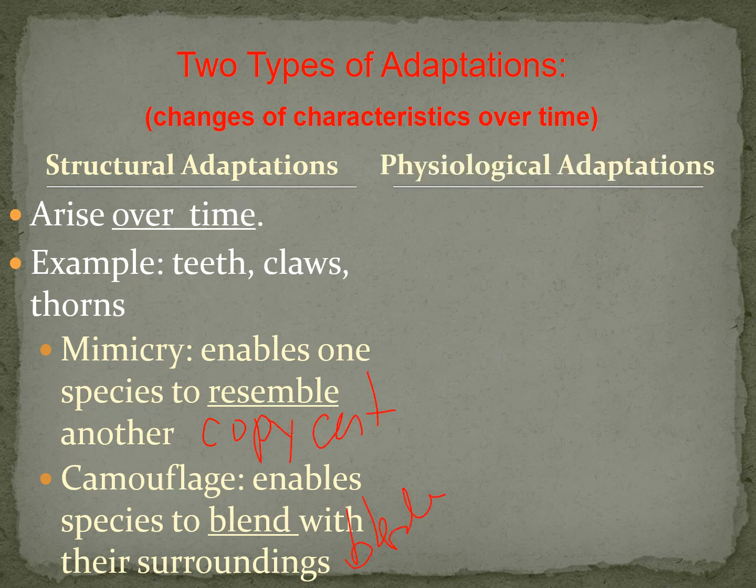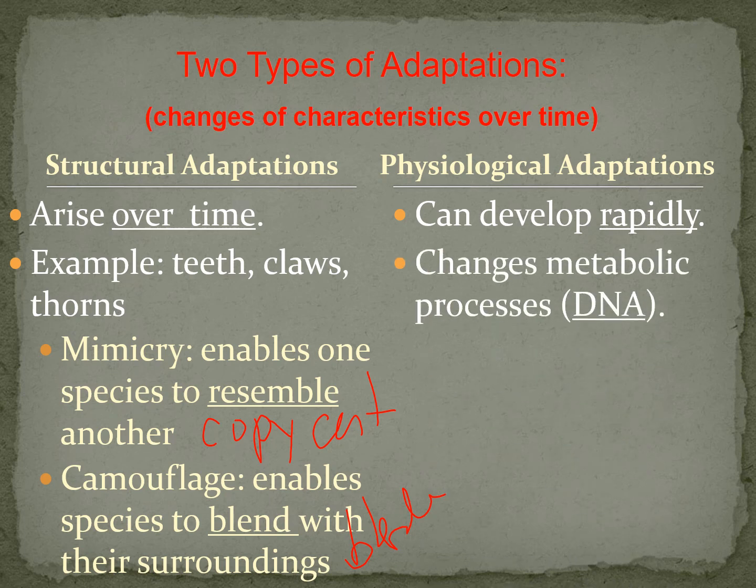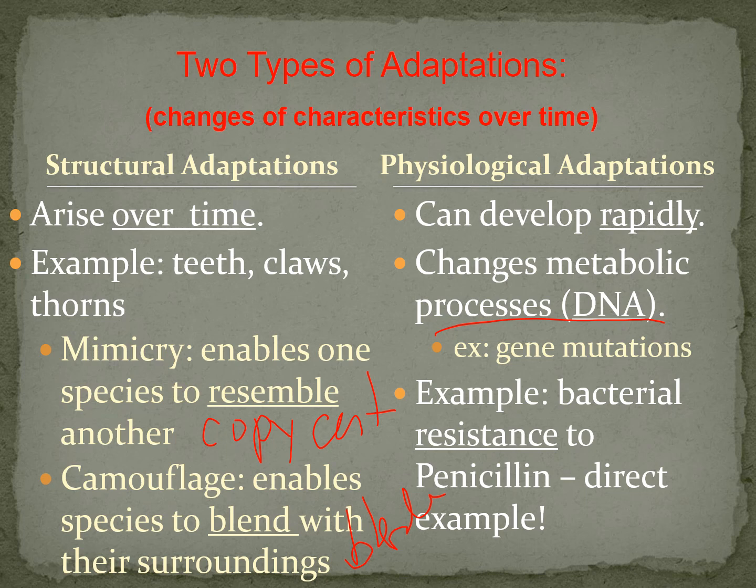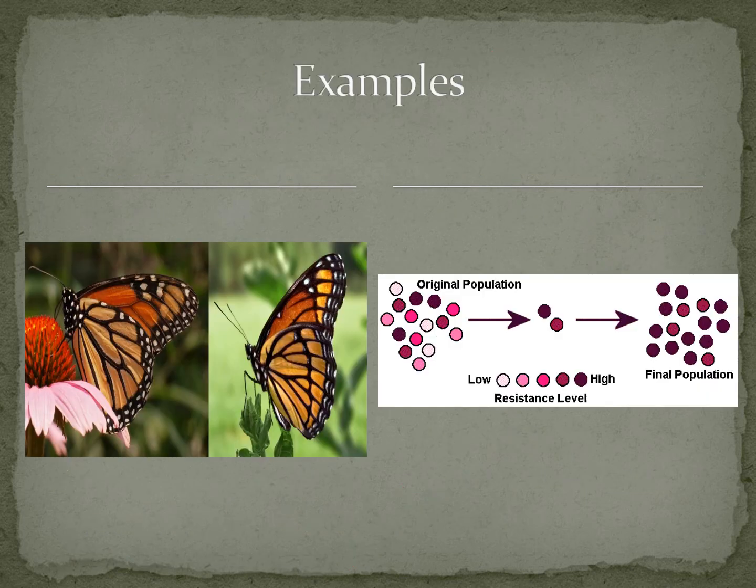Okay. Then we have physiological adaptations. Physiological can happen immediately. This is when you take medicine and your body begins to respond immediately. And it can change your metabolic processes within your DNA. So gene mutations, this can happen immediately. You get cancer, you ate something, it can change, or you were exposed to something, gene mutations happen immediately. So this is, again, bacteria resistance to penicillin. Like, once you're on antibiotics for so long, your body can get immune to it that quick.